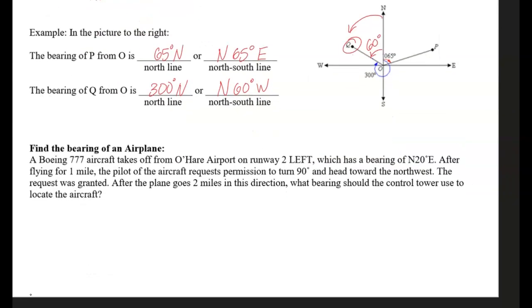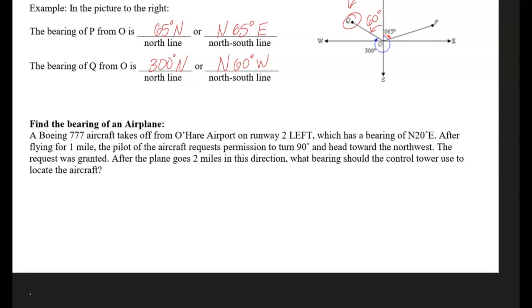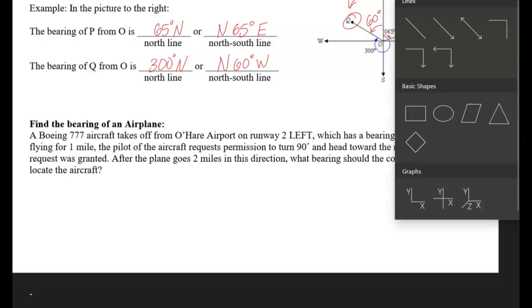So now let's try this last example, and then we're done. It says a Boeing 777 aircraft takes off from O'Hare Airport on runway 2 left, which is a bearing of north 20 degrees east. After flying for 1 mile, the pilot of the aircraft requests permission to turn 90 degrees and head toward the northwest. The request was granted. After the plane goes 2 miles in this direction, what bearing should the control tower use to locate the aircraft? Okay, so like I was saying before, you always want to draw a picture when there isn't one drawn for you.